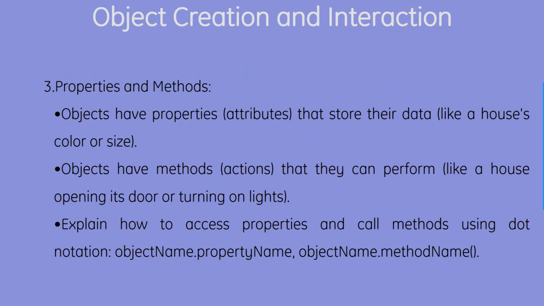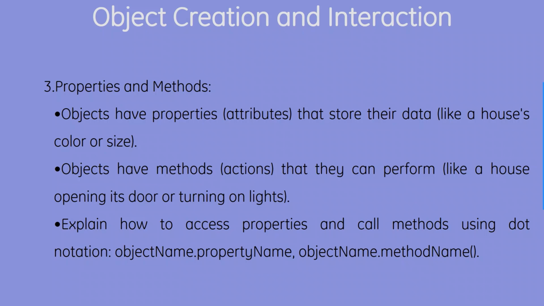The third point is properties and methods. Objects have properties, in the sense of attributes like age, housing, rent, etc. that store their data, like a house's color, size, etc. Objects also have methods, actions that they can perform, like a house opening its doors or turning on its light. I've given an example for you guys to understand. Methods are like when we call a function, the entire program defined, which we have given previously above.